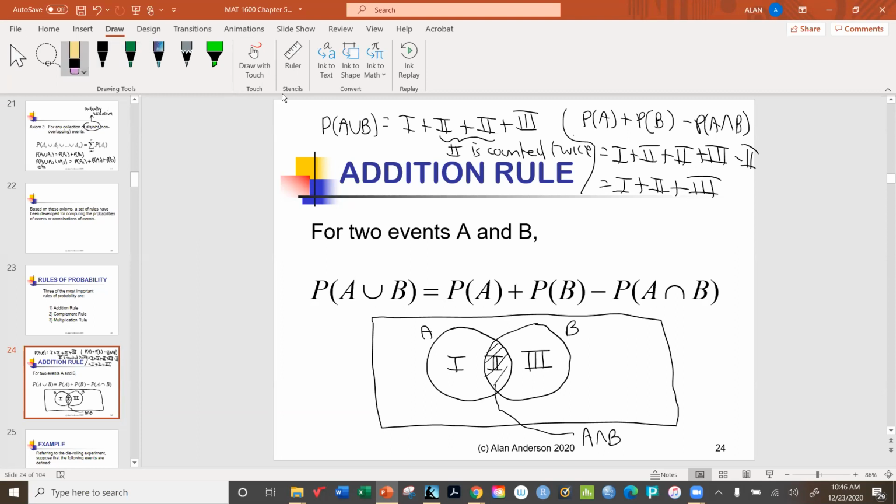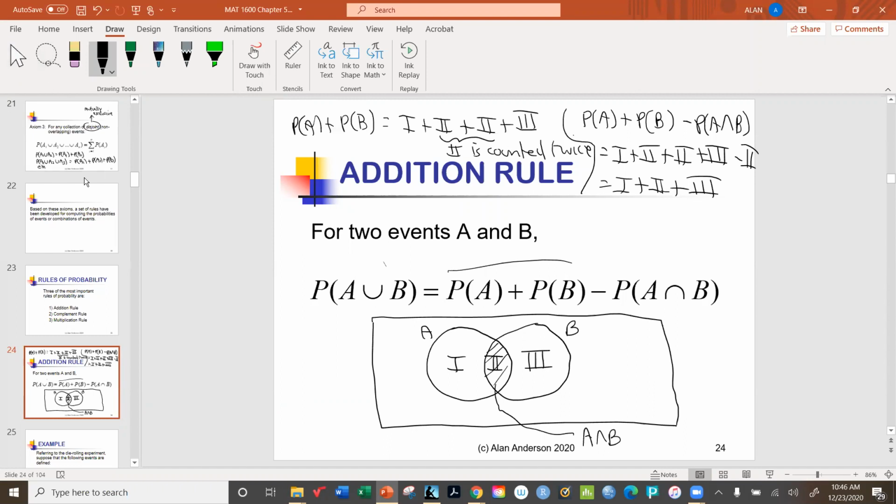Actually, you know what? Let me do this. Let me change this to, that's better. Okay, now it makes more sense. So if I just add these together without subtracting the intersection, I am double counting the intersection. I don't want that. So therefore, this is what I do instead.